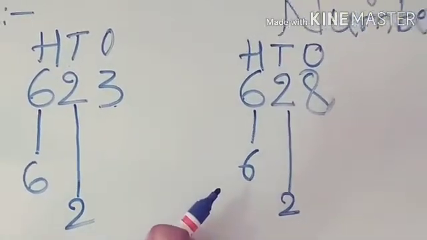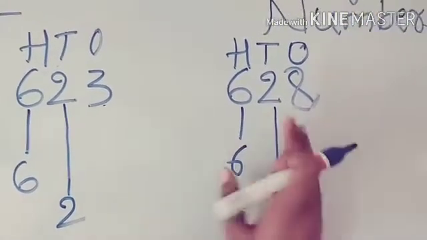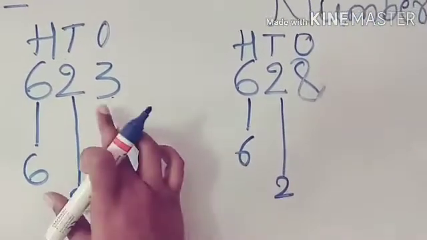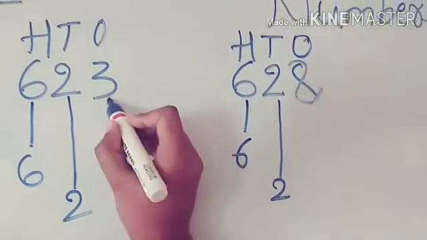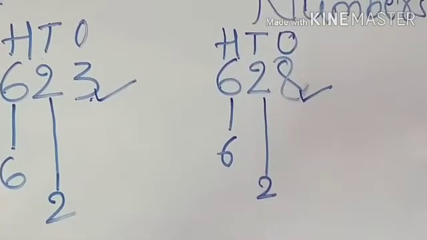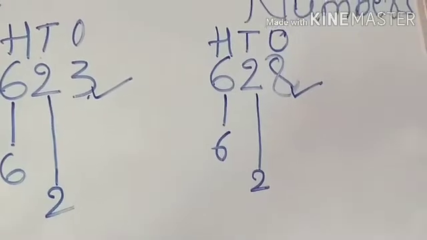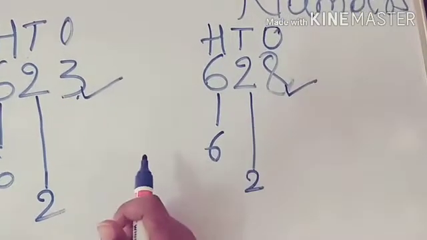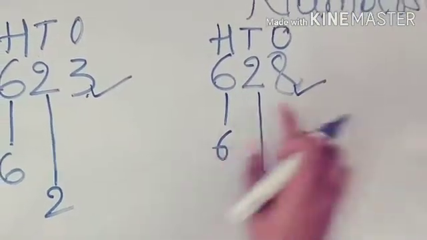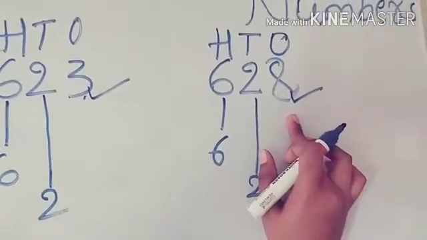Then we will see the numbers at ones place. Okay, now we have to look at the numbers at ones place. Here it is 3 and here it is 8. So tell me students, which one is a bigger number, 3 or 8? Yes, 8 is the bigger number.